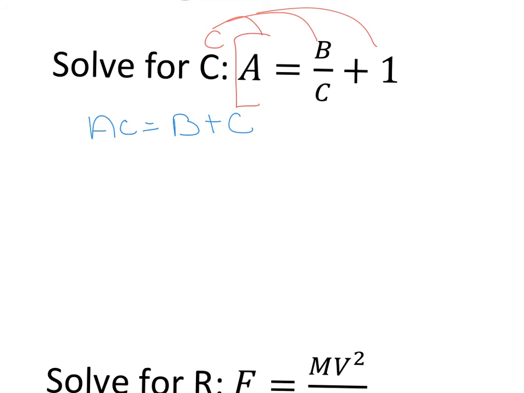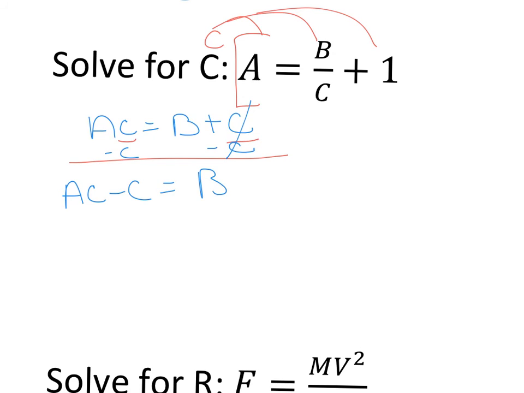The second step is to put all the terms with the variable you're trying to isolate on one side. So those 2 terms with the C need to be on the same side. We will do that by subtracting C from both sides. Now be careful, because on this side, these are not like terms. So this turns into AC minus C equals B because they're gone here.